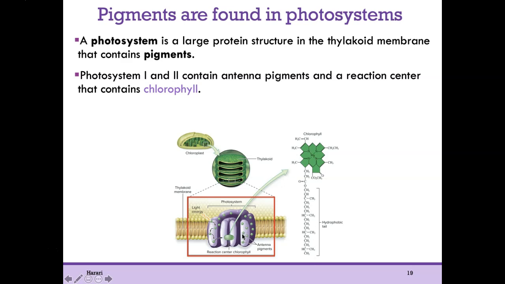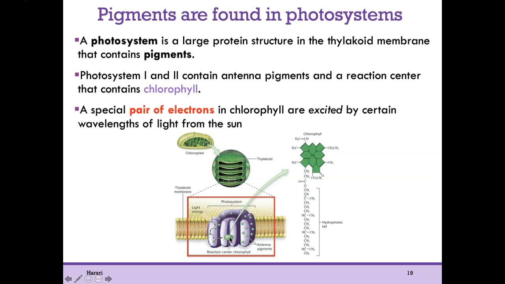These antenna pigments are other molecules that can also capture photon energy from the sun, but they funnel it. Like an antenna, they just transfer all that energy they absorb to the reaction center. So the reaction center chlorophyll has a pair of electrons that are excited by certain wavelengths of light from the sun.